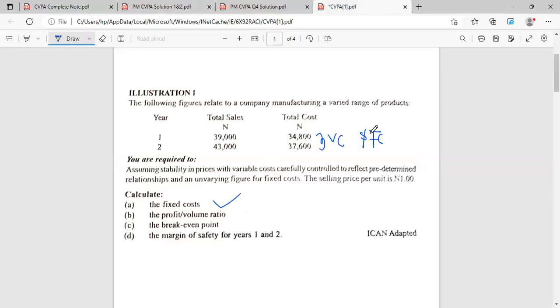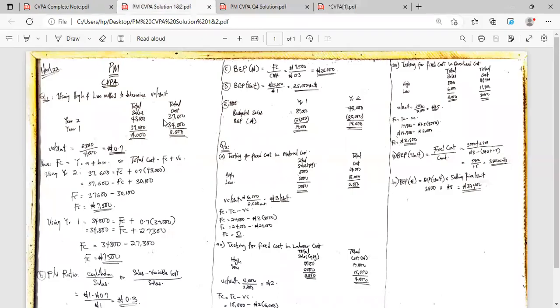So what you need to do is apply a technique in costing known as the high and low method to bring out fixed cost out of this total cost. Are you getting it now? So we have to apply the high and low method to extract fixed cost out of these total costs. So let us look at what we did under solving A. This is an ICAN adapted question. So let's see what we did.